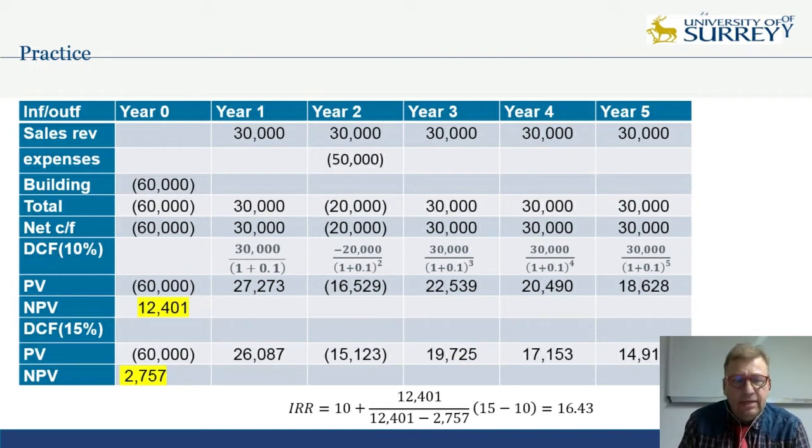Okay, you know what it is. And then the same exercise is done for 15%, and we come to present values. Obviously, they will be smaller because the rate is higher. So the net present value in this case would be 2,757. So still, at 15%, it's still a very good investment, right? And then we have this formula to calculate IRR, 10 plus and so on, and we come to 16.43.